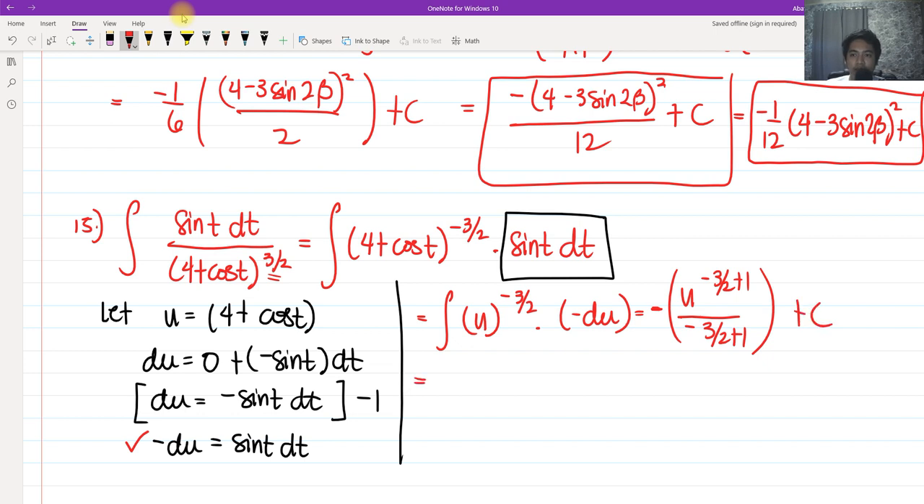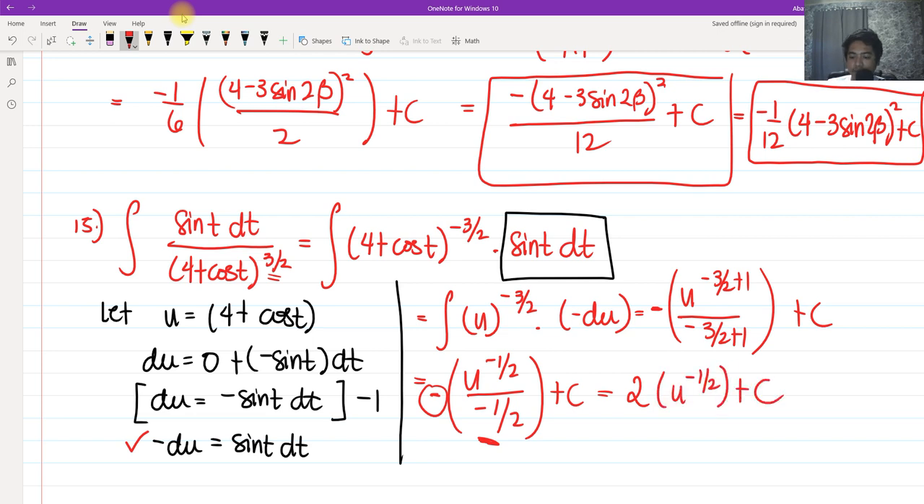So negative 3 halves plus 1 would be actually negative 1 half, because negative 3 plus 2 is negative 1 all over 2. So we have u raised to negative 1 half all over negative 1 half. Of course, don't forget the negative here, plus c. So we get the reciprocal of negative 1 half and multiply it by negative. So that becomes 2. Negative 1 half, we get the reciprocal, right? So we have 2 u raised to negative 1 half plus c.